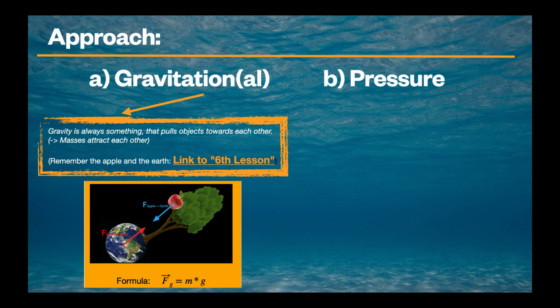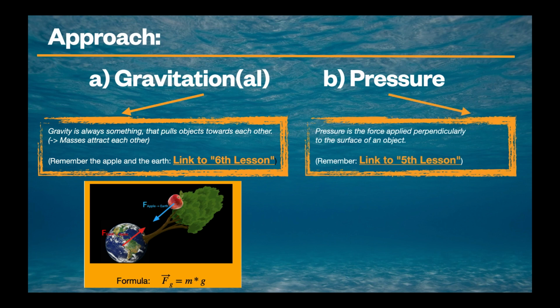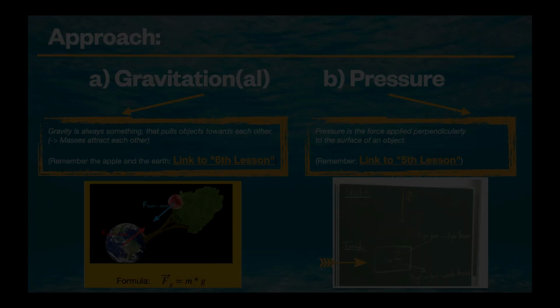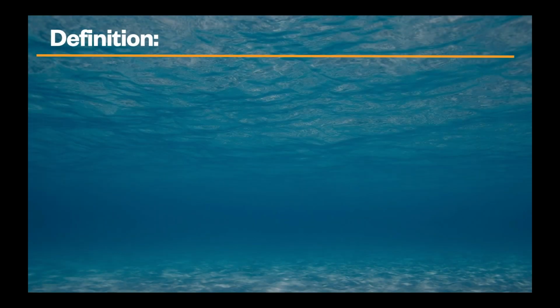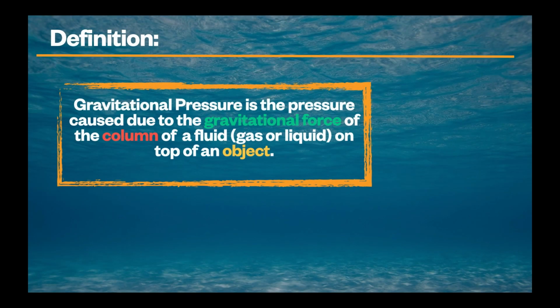Second, we need to talk about the pressure. And as you all know, pressure is the force applied perpendicularly to the surface of an object. But even if you don't remember that, no problem, just click on the link to get to the fifth lesson. But the gravitational pressure actually behaves a bit different to the pressure we're used to. So the gravitational pressure is defined as the pressure caused due to the gravitational force of the column of a fluid, which means of a gas or a liquid, on top of a certain object.